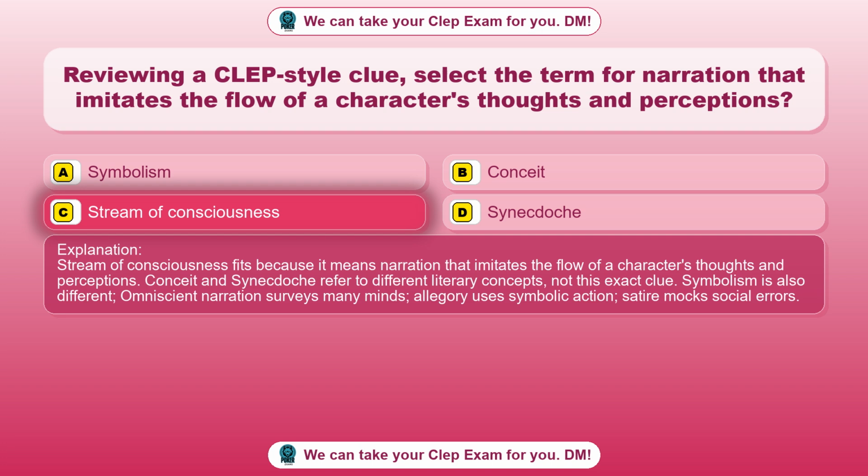Stream of consciousness fits because it means narration that imitates the flow of a character's thoughts and perceptions. Conceit and synecdoche refer to different literary concepts, not this exact clue. Symbolism is also different; omniscient narration surveys many minds, allegory uses symbolic action, satire mocks social errors.